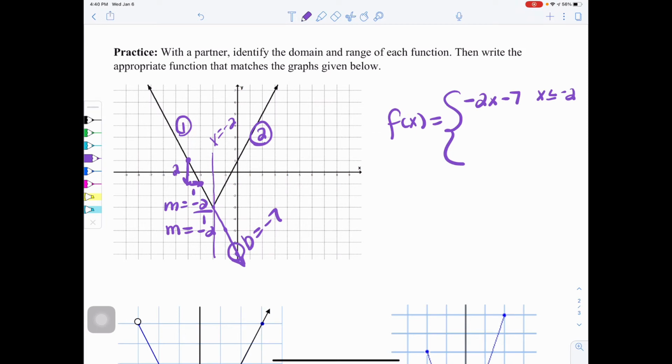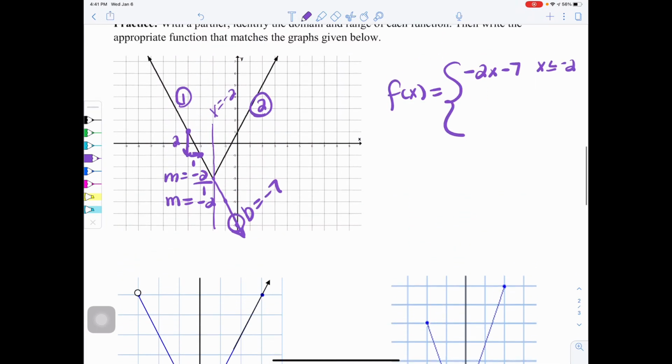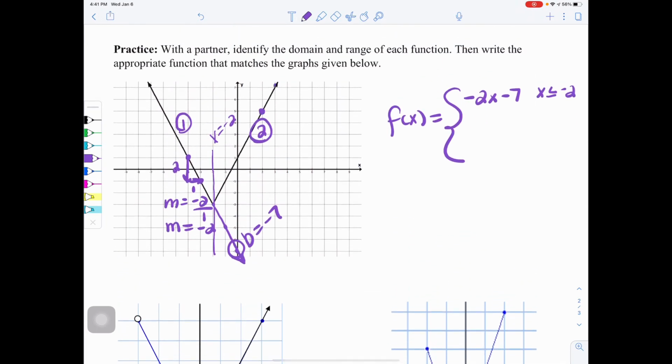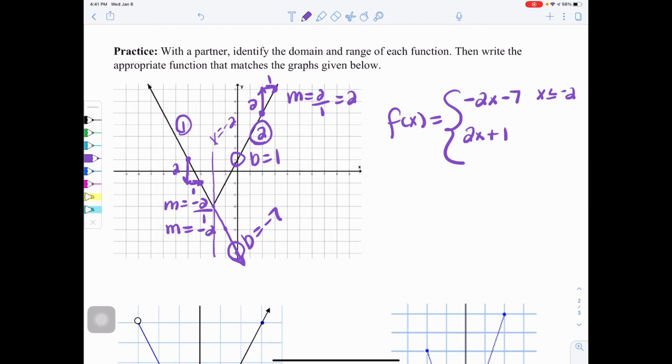In the second piece on the right, if I pick 2 points, I'm going up 2, to the right 1. So that's a slope of 2 over 1, or 2. That's going to go in front of the x. When I look to see where it crosses the y-axis, it crosses at 1, so plus 1. And we are going to use that for numbers that are larger than -2, but not including -2, since we already included it in the first piece.